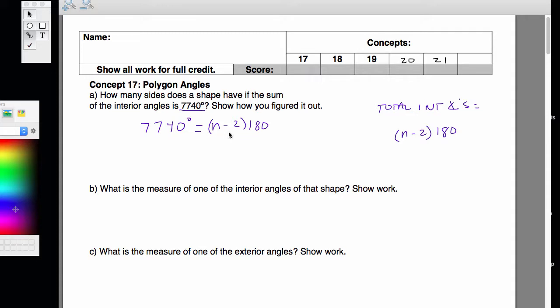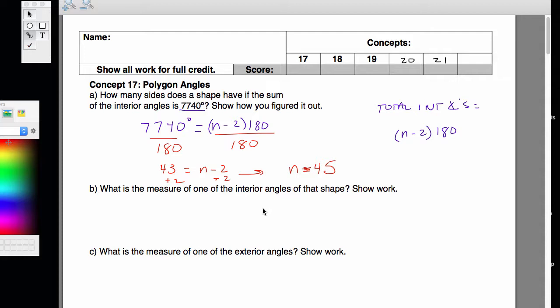Instead of knowing the sides and plugging them in to find the number, I know the number and I'm going to plug it in to find the sides. Then I'm just going to solve this like a normal equation. I'm going to start out by dividing by 180. As I do that, I get 43. So 43 equals n minus 2. Well, that means this is the number of triangles, so I have to add 2 to get the number of sides. I should have 45 sides to that shape.